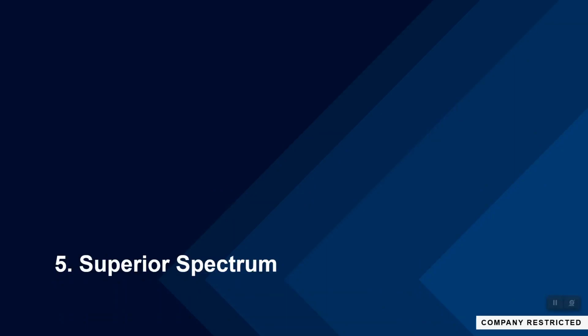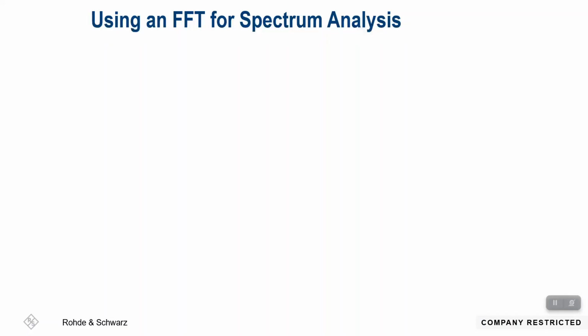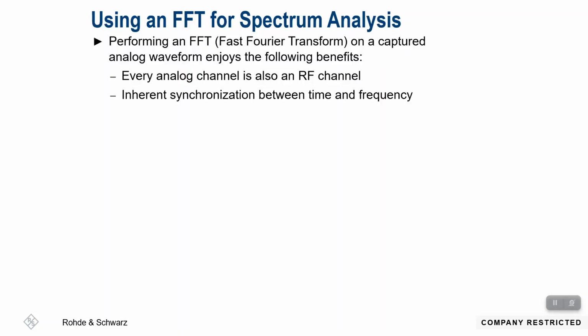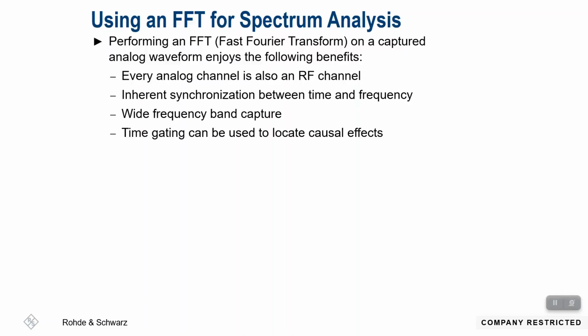Perfect. So superior spectrum, what are we talking about here? And why should your scope have superior spectrum? Well, what is using an FFT on a scope? It's basically using a scope for spectrum analysis. And you enjoy a few benefits of having an FFT on a scope. Every one of the channels is now an RF channel. It's inherently synchronized between time and frequency. You have a wideband capture. You can use time gating in the time domain to isolate what in the time domain has frequency domain components, and that helps you find the causal effects.